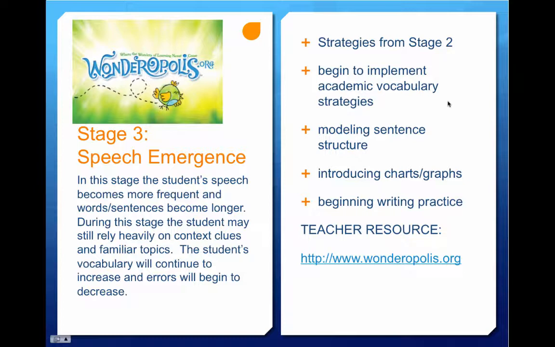Organizers are good for students at this point. Lots of great organizers. Beginning writing practice. It's not uncommon for students at this stage to be writing in bullets. And paragraphs are just beginning to develop.